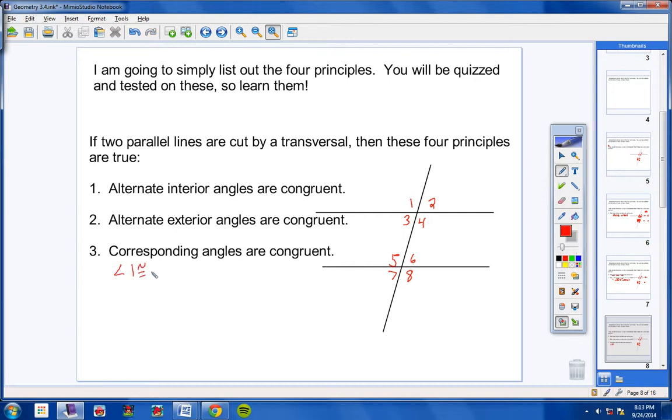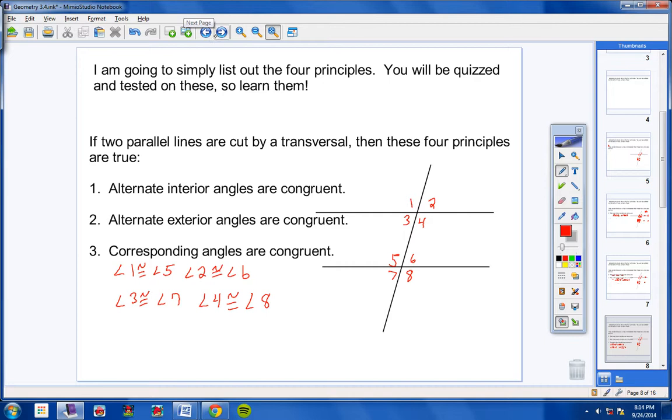I would put angle 1 is congruent to angle 5, angle 2 is congruent to angle 6, angle 3 is congruent to angle 7, and angle 4 is congruent to angle 8. Okay, so if two parallel lines are cut by a transversal, corresponding angles are congruent.